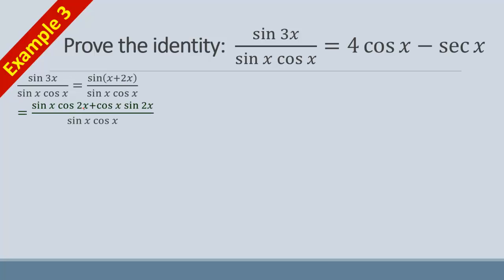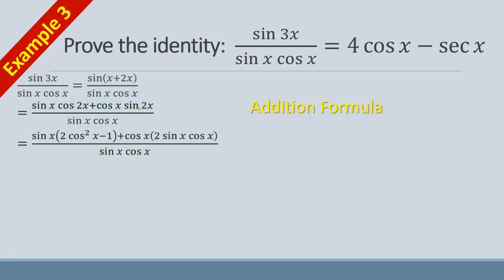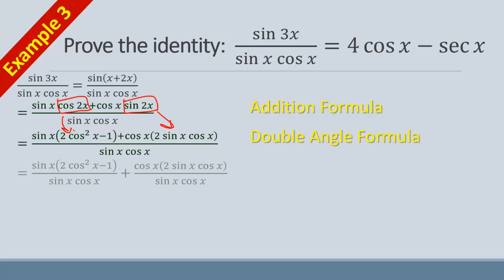First I split up 3x to x plus 2x. And then I used the addition formula to expand that. Took it one step further and used the double angle formula because you notice now I had that cosine of 2x and that sine of 2x, which I made into these.